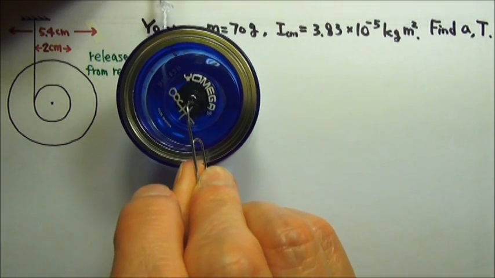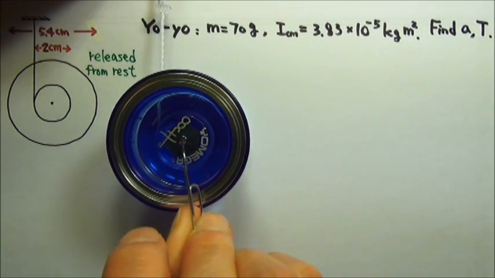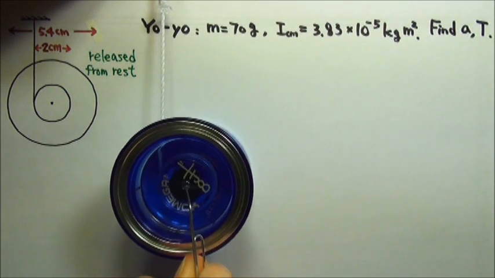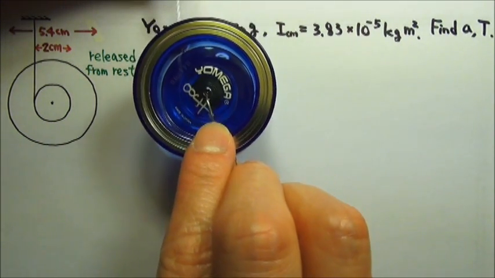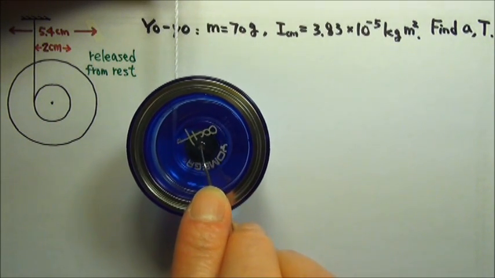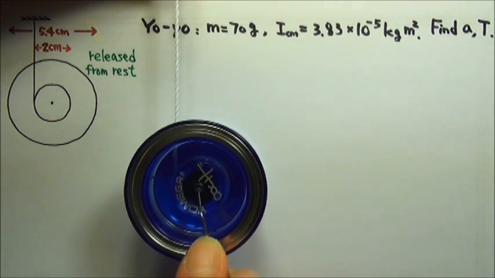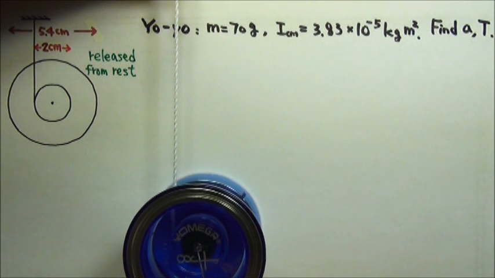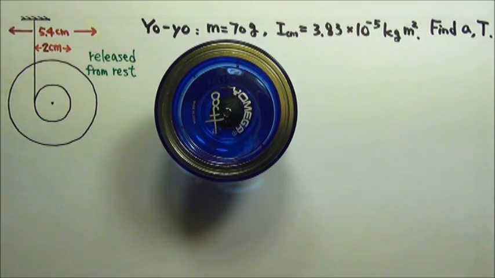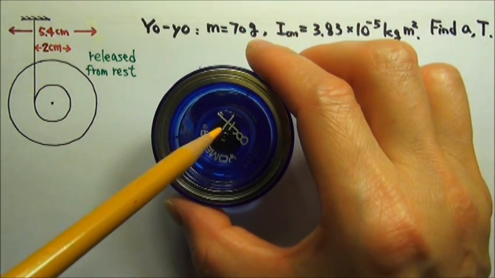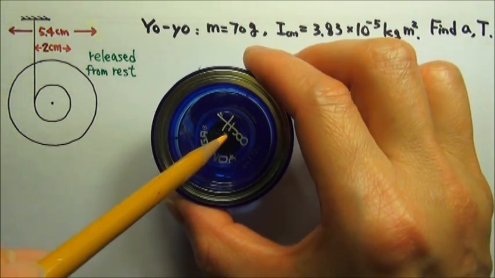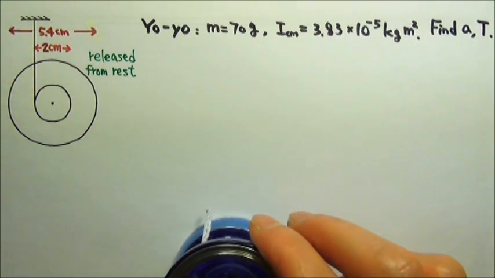When the yo-yo accelerates downward, it rotates about its center of mass, while the center of mass goes downward. The yo-yo does not rotate about a fixed axis. It rolls without slipping along the string. So the yo-yo does both rotation and translational motion. It rotates about its center of mass, while the axis, the center of mass, does translational motion.